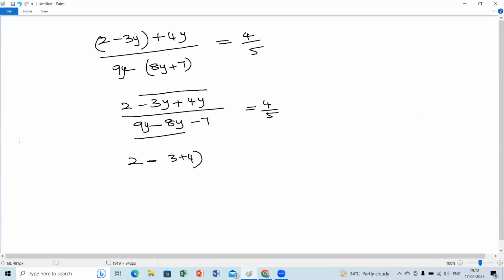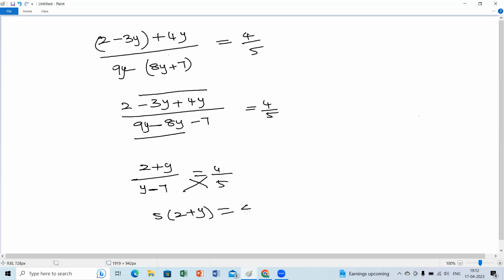What is the value of minus 3y plus 4y? 1. So which y? Plus y, right? Plus y. Right. 2 plus y divided by here 9y minus 8y is y minus 7 is equal to 4 by 5. Simple cross multiplication, children. 5 bracket 2 plus y is equal to 4 bracket y minus 7. Now you expand.